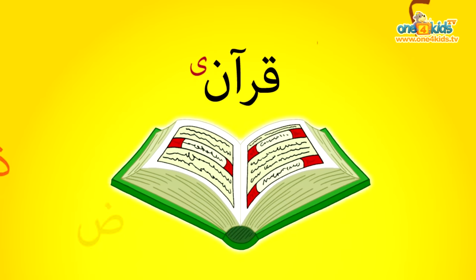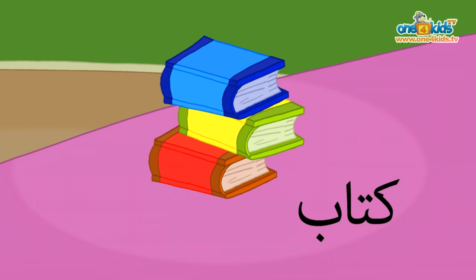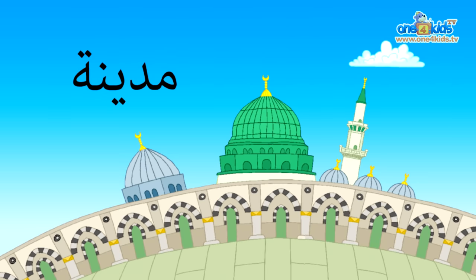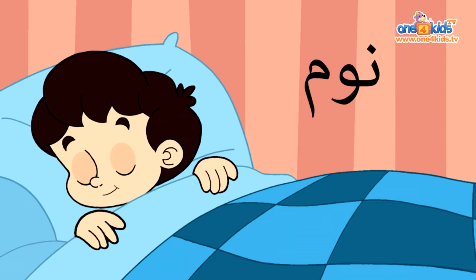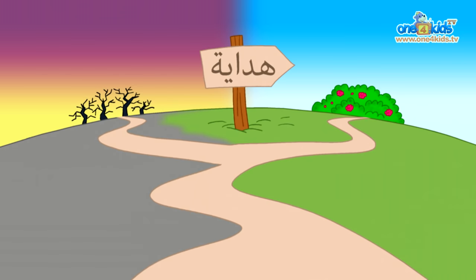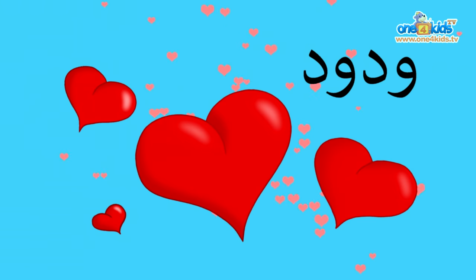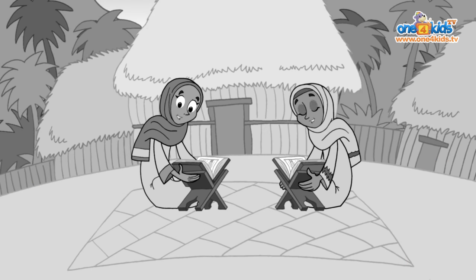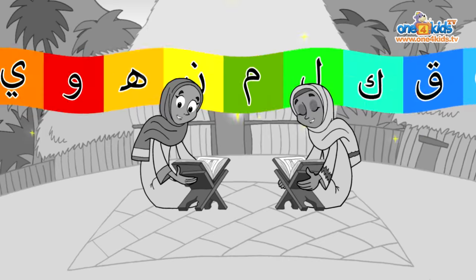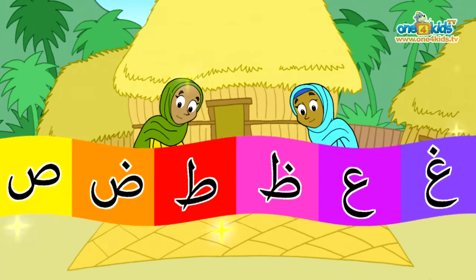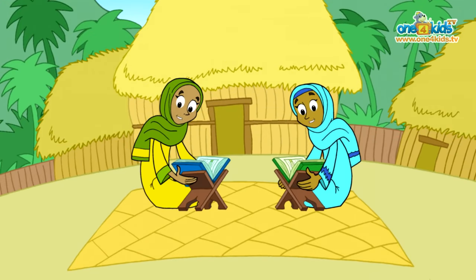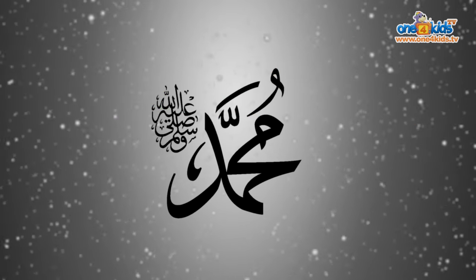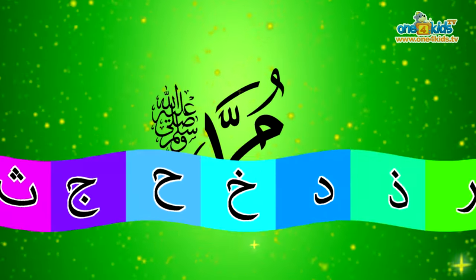Qaf is for Quran, Kaf is for Kitab, Lam is for Latif, and Mim is for Medina. Nun is for Noun, Ha is for Hidayah, Waw is for Wajud, and Ya is for Yawmuddin. We're learning the Arabic alphabet so we can read and learn Al Quran, the language of our beloved Muhammad, the last prophet sent from Allah.